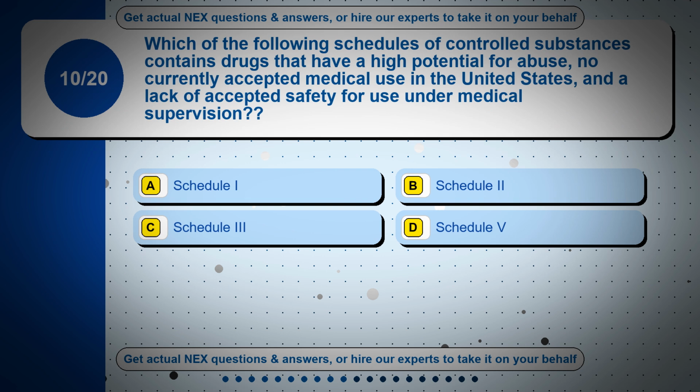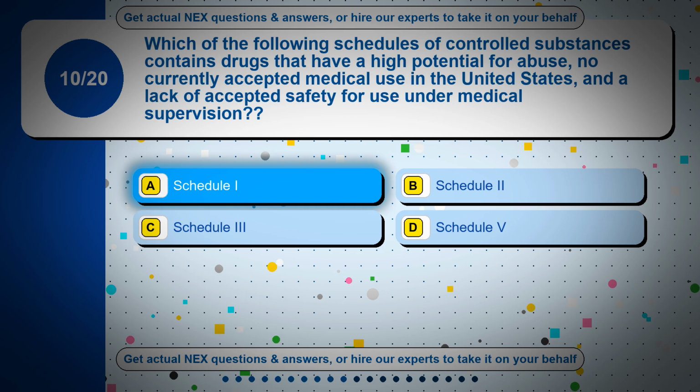Question 10. Which of the following schedules of controlled substances contains drugs that have a high potential for abuse, no currently accepted medical use in the United States, and a lack of accepted safety for use under medical supervision? Option A, Schedule I. Option B, Schedule II. Option C, Schedule III. Option D, Schedule V. The correct answer is option A.